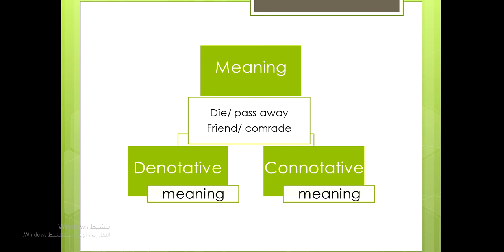Or when I say friend, the direct meaning of friend is صديق. However, when I say comrade, this word has a connotation, as it means communist. It has a political connotation, or we can say a communist.